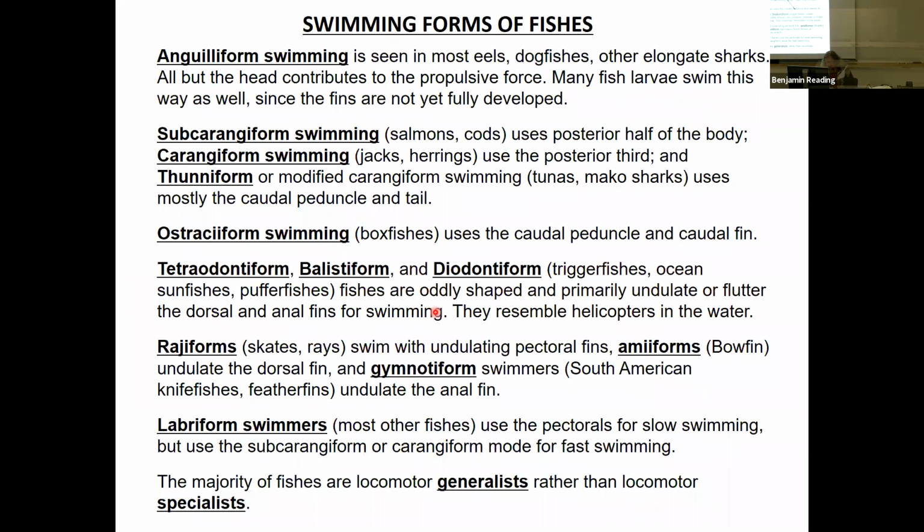So this part of this slide here then just goes over those exact things we talked about in the videos that I showed. So anguilliform swimming is seen in eels, dogfishes, other elongated sharks. All but the head contributes to the propulsive force. And then fish larvae swim in this way as well, since in many cases the fins are not formed. Subcarangiform swimming are things like the salmons and cods. They use the posterior half of their body.